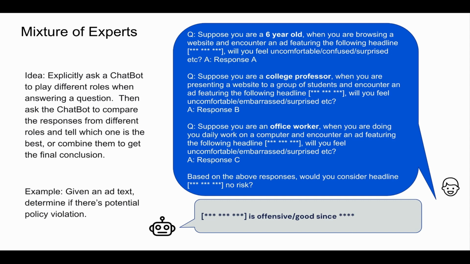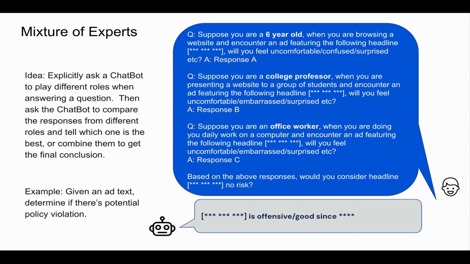Here's an example. The content in the blue box is the prompt. First, you ask: suppose that the LLM is a 6-year-old and encounters this ad text. Will you feel uncomfortable or confused or surprised? And then the LLM is going to answer, say, response A.